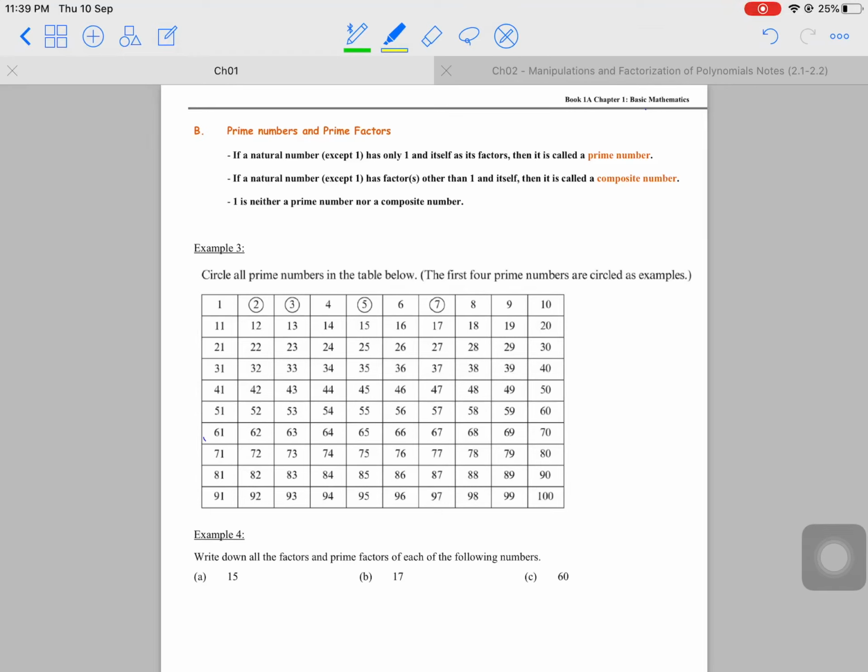On page 2, I will introduce prime numbers and prime factors. Okay, so prime numbers, I had taught it in chapter 0, but just a little bit. What is the meaning of prime number? 中文係質數。The definition for prime number is that the number is a natural number. It only has 1 and itself as factors.